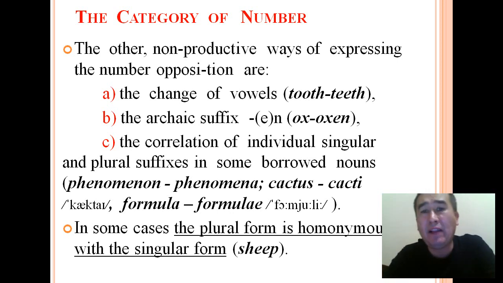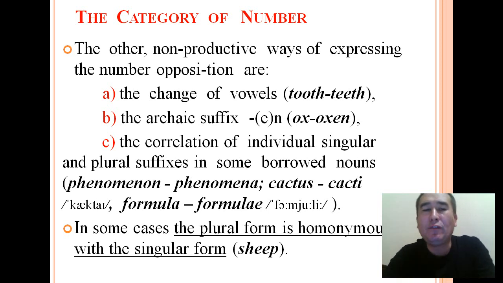The other non-productive ways of expressing the number opposition are: A. The change of vowels, for example, tooth, teeth. B. The archaic suffix -en, for example, ox, oxen, child, children. C. The correlation of individual singular and plural suffixes in some borrowed words, such as phenomenon, phenomena, cactus, cacti, formula, formulae.